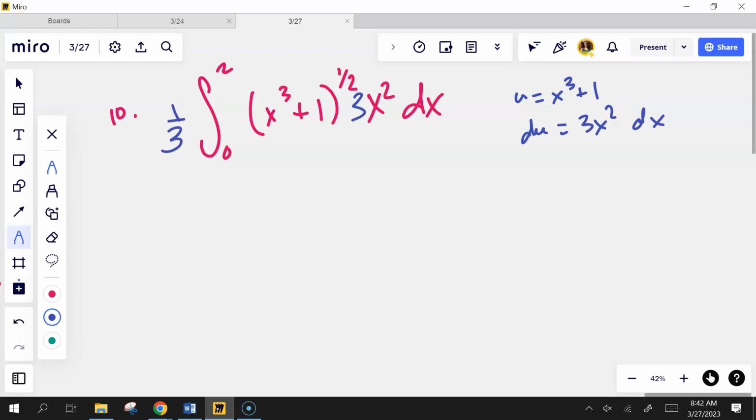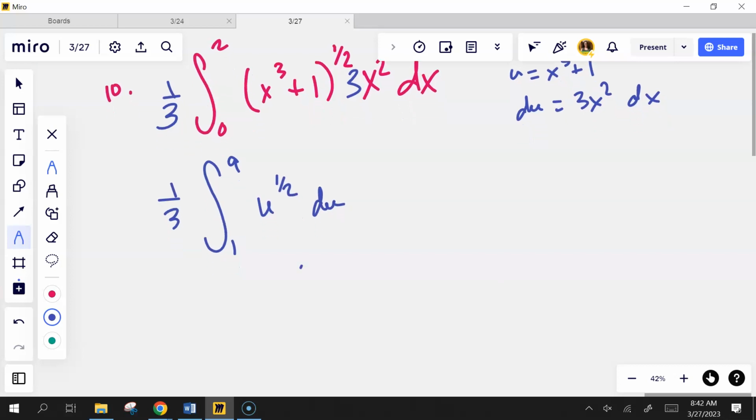I also went ahead and adjusted these bounds since I have a U substitution. So if I put U in here, 2 to the third, so I've got 1/3. 0 would be 1, 2 would be 9. And now I've got U to the 1/2 du. Antiderivative here. So add 1, that'd be 3 over 2, right? Put in the front for 2/3. U to the 3 over 2. And again, I'm going from 1 to 9.